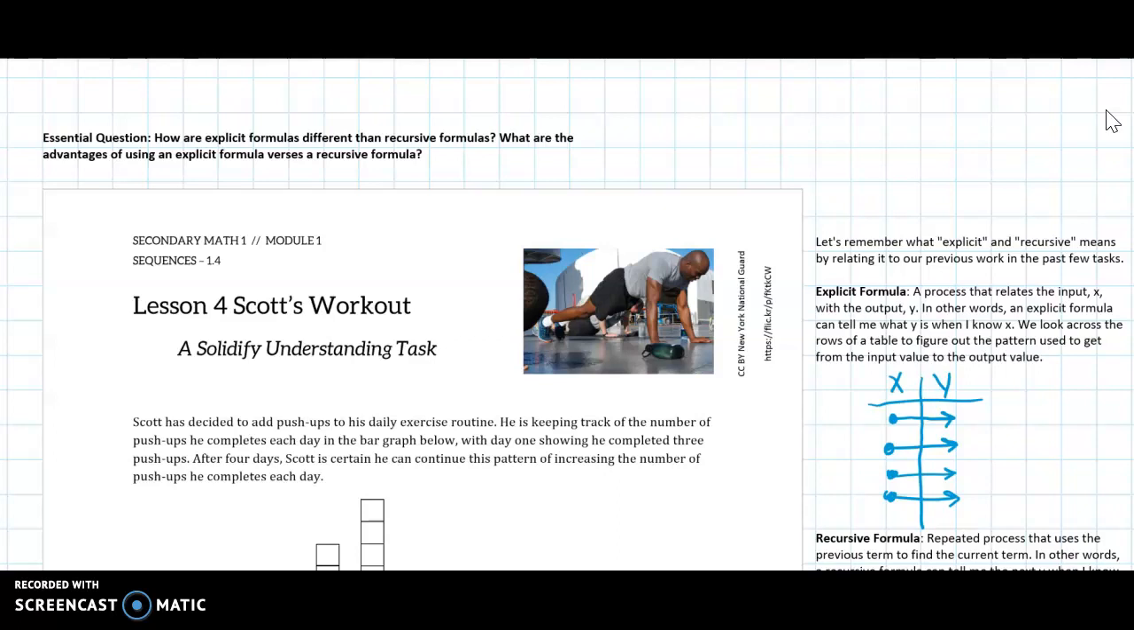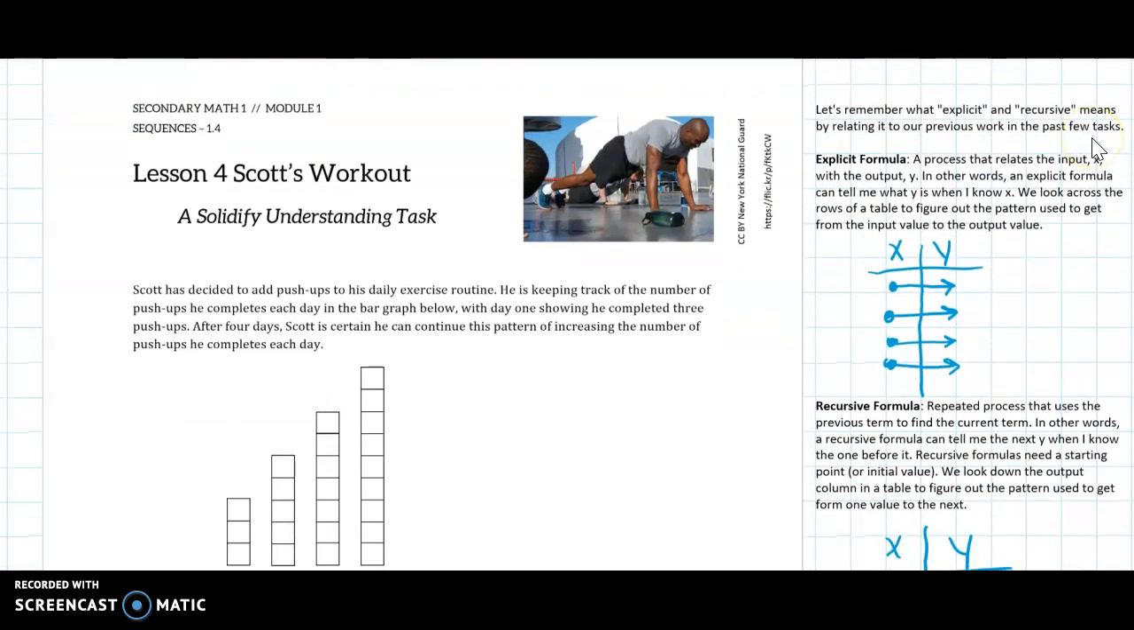Let's remember what explicit and recursive means by relating it to our previous work in the past few tasks. An explicit formula is a process that relates the input, x, with the output, y. In other words, an explicit formula can tell me what y is when I know x. We look across the rows of a table to figure out the pattern used to get from the input value to the output value.